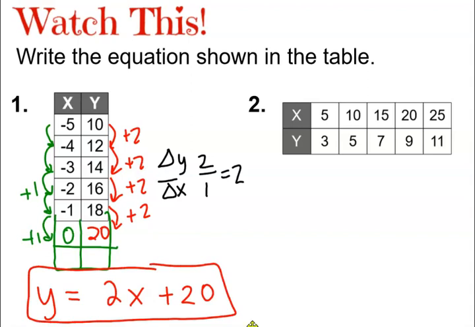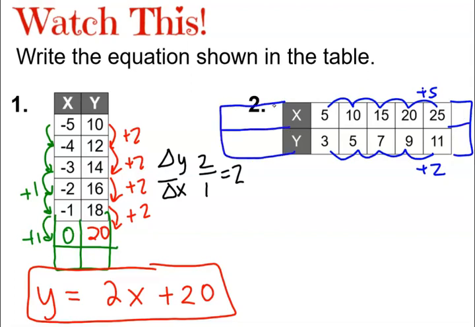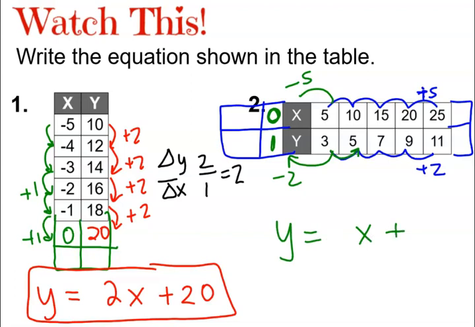Now let's take a look over here. It looks like this is increasing by 5s. And it looks like this is increasing by 2s. But I don't want to extend the pattern that way. I want to go backwards with my pattern. So maybe instead of adding 5, I could subtract 5. And if I did that, I'd get that 0 that I want. Instead of adding 2, I could subtract 2, and I would get my y-intercept. So my y-intercept is going to be 1.